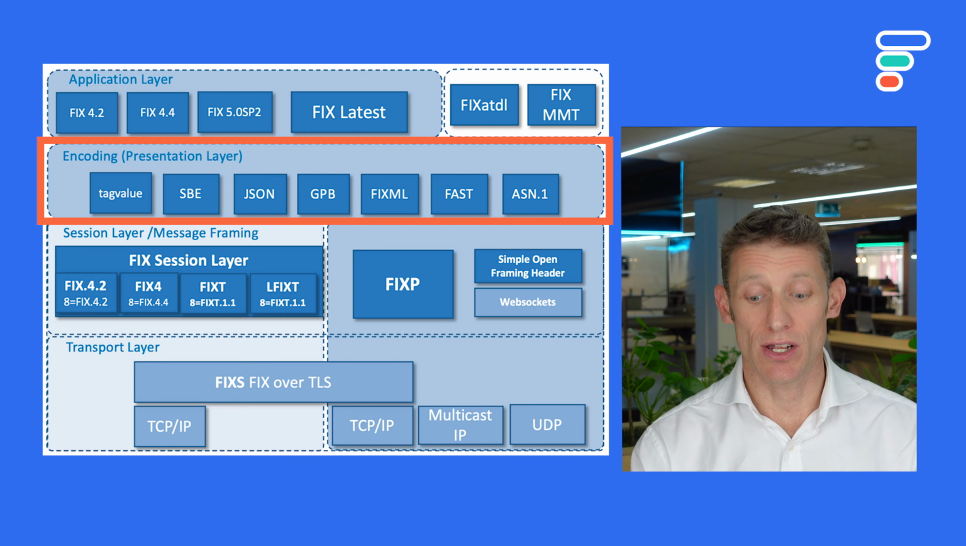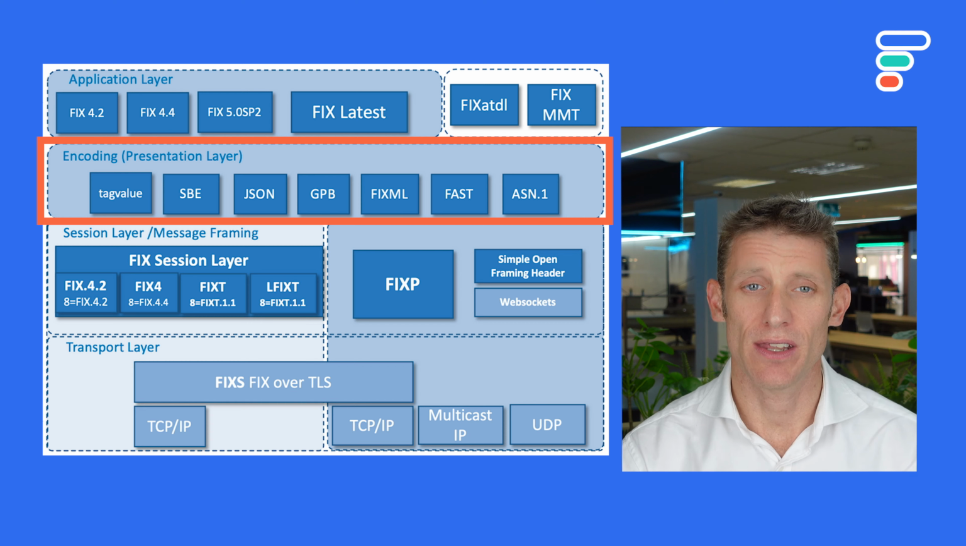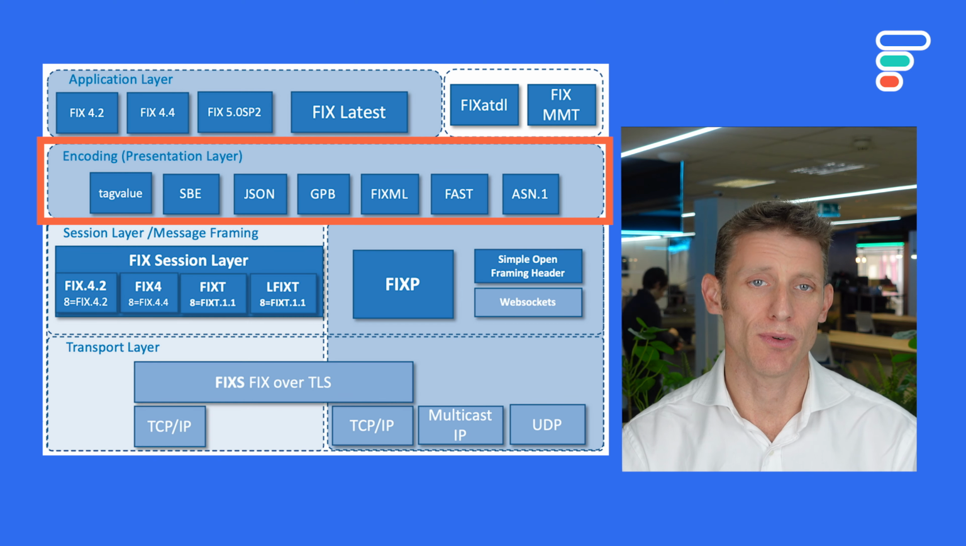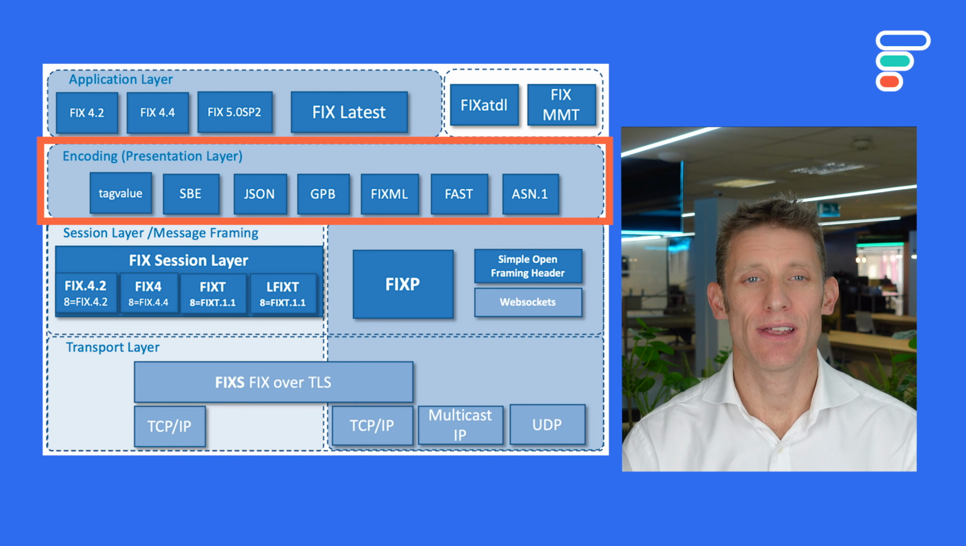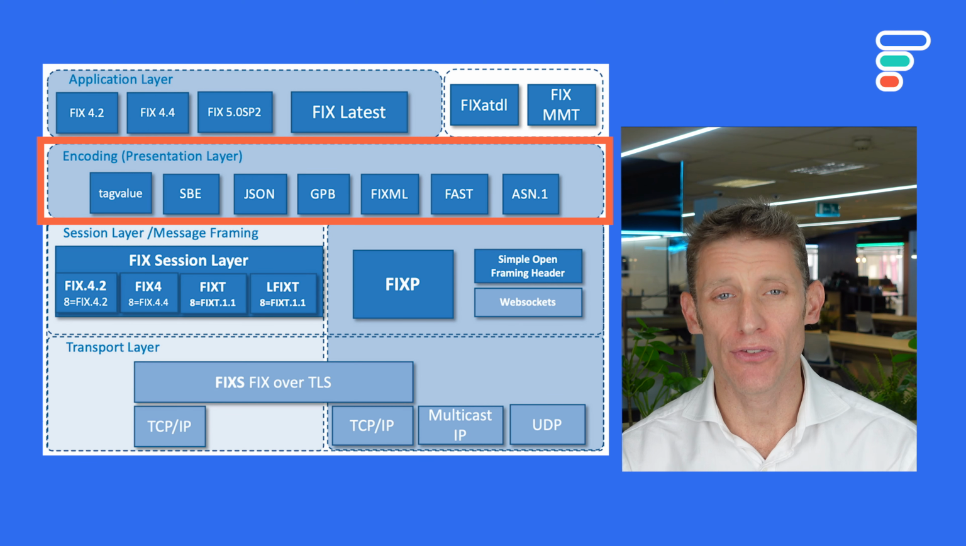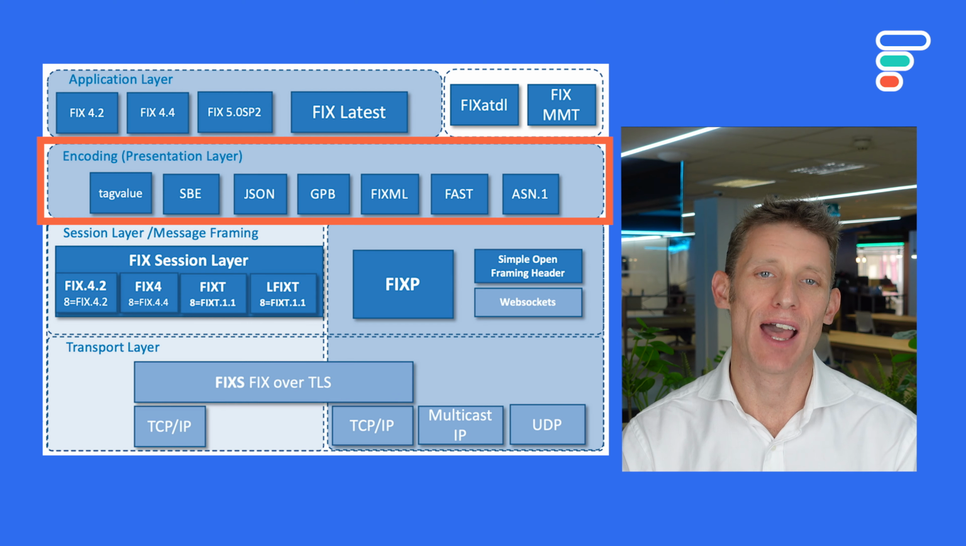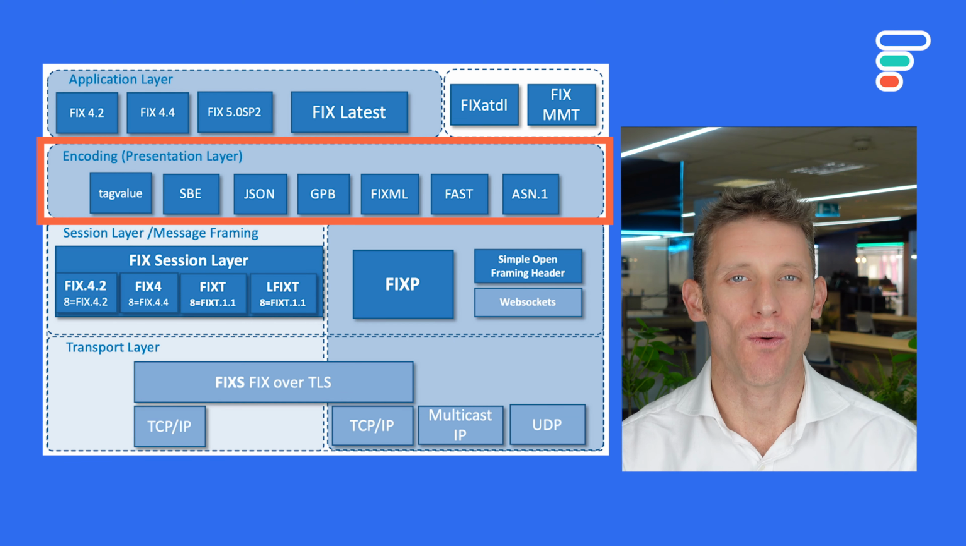FIX actually has 3 of these out there, and you get to choose which one is more suitable for you. The first one is SBE, Simple Binary Encoding. They also have Google Protocol Buffers. And they also have Abstract Syntax Notation, ASN.1.